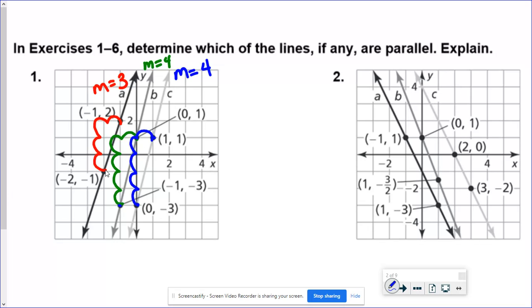In terms of geometry, you could write it like this. That's how we write parallel. Or you can write out the words, B is parallel to C.